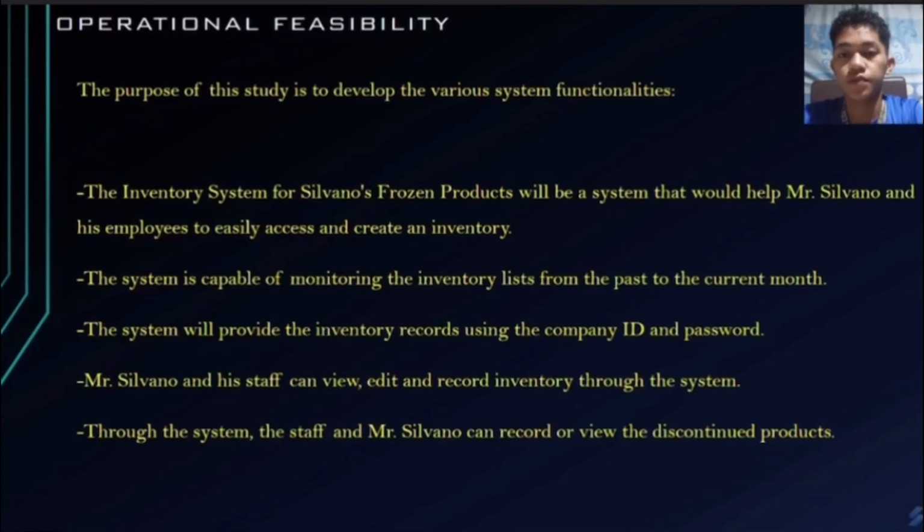The system will provide the inventory records using the company ID and password. Mr. Silvano and his staff can view, edit, and record inventory through the system. Through the system, the staff and Mr. Silvano can record or view the discontinued products.